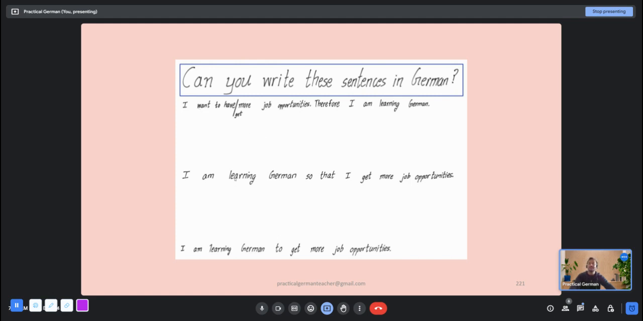The next sentence is almost the same thing, but said in a different way, right? I am learning German. Now you first provide the cause. I am learning German so that I get more job opportunities. First you say what is the intended result, and then you provide the reason. The next sentence is also saying the same thing in a much more concise way. I am learning German to get more job opportunities.